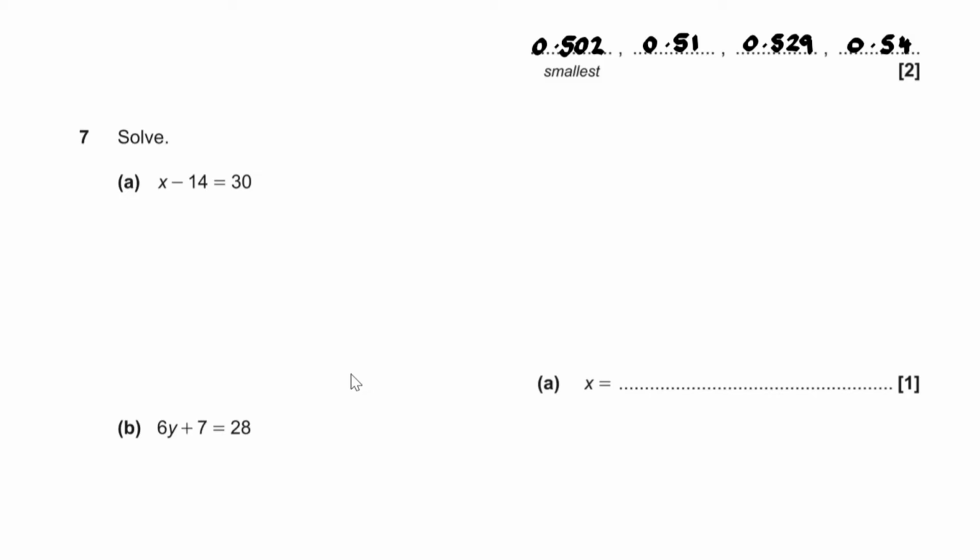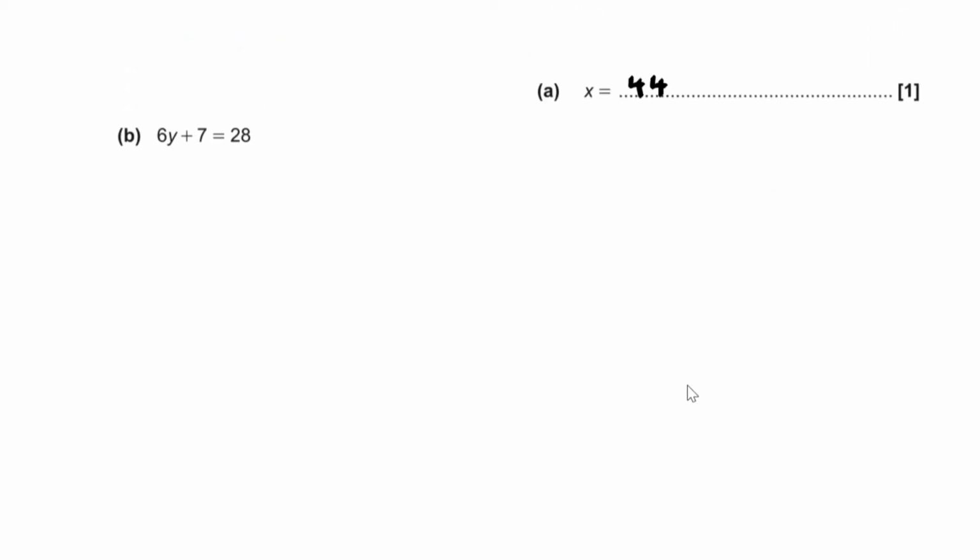Question number 7. For part A, we have to solve x subtract 14 equals 30. Well, if we add 14 to both sides, that leaves us with x equals 30 plus 14, which is 44.